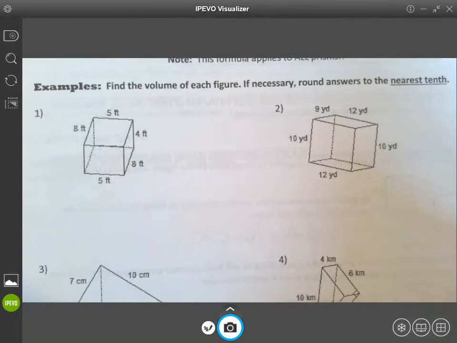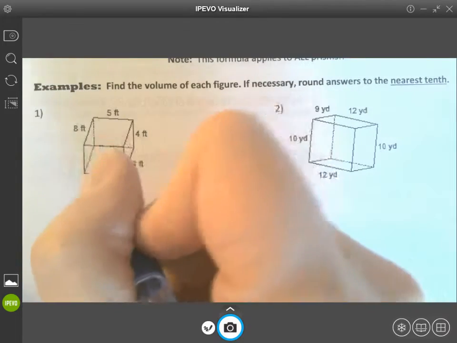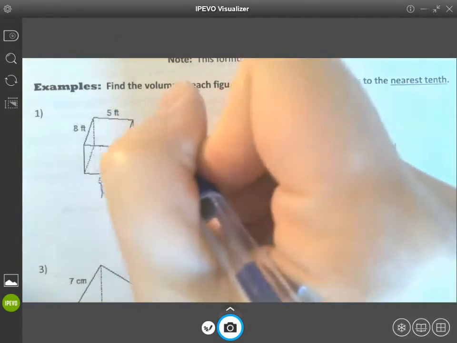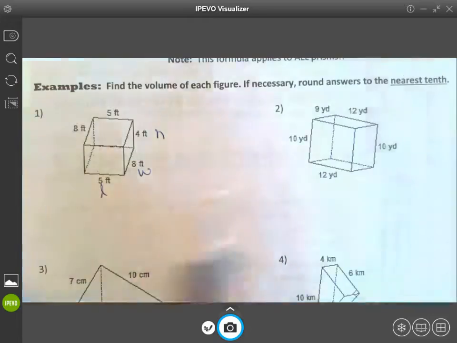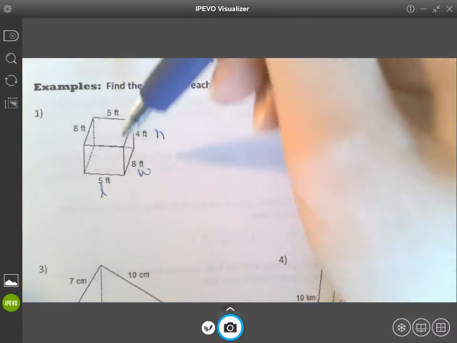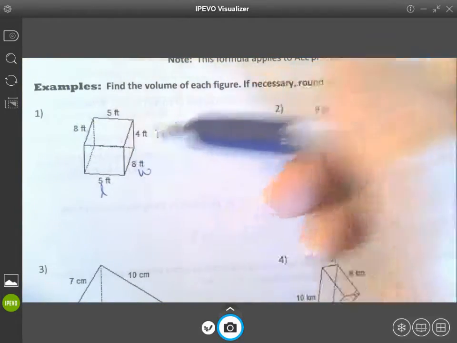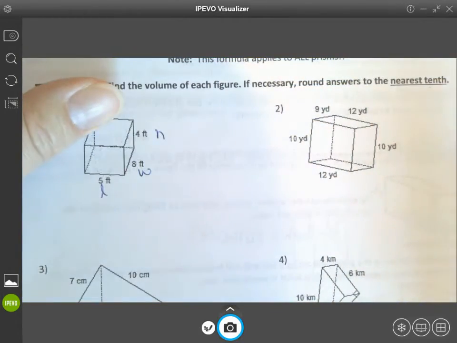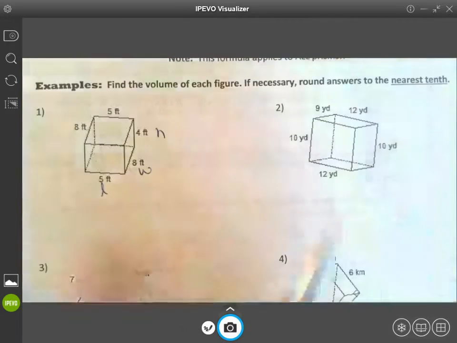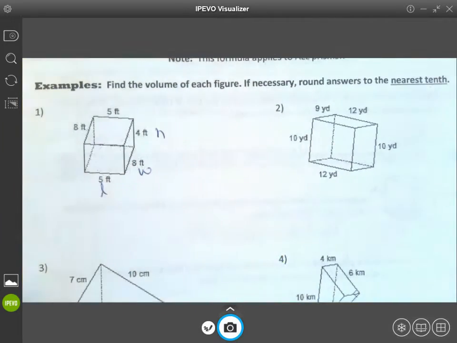All right, here you go. You have a lot of dimensions here. What do I need? Length times width times height. Guys, do you see that the 5 up here is the same as the length down here, and that the 8 is the same as the width? So I really just need these 3. Don't let the extra throw you off. Make sense? Did you all label LWH?